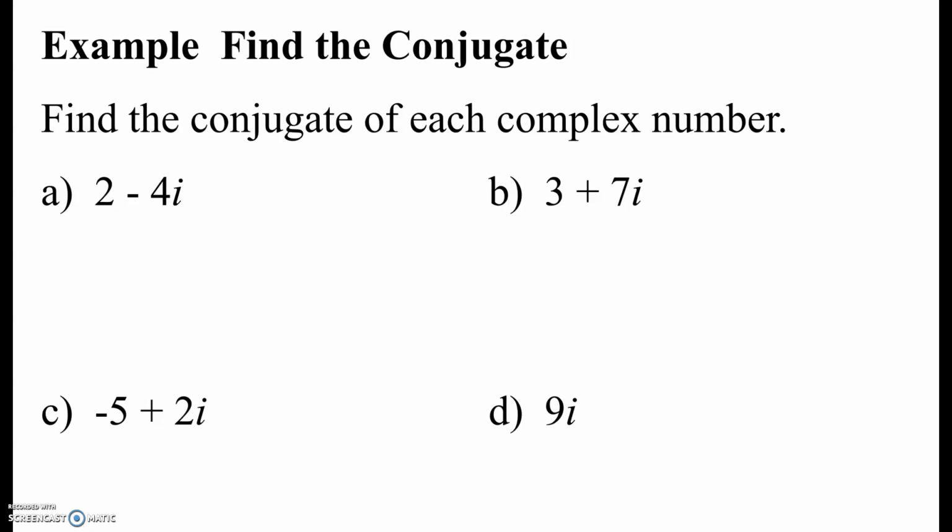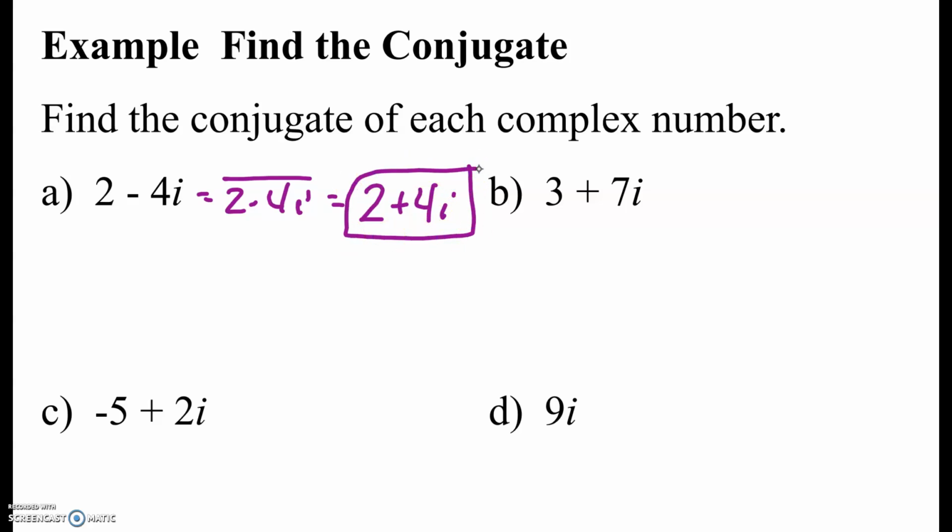So again, we're going to find the conjugate of each complex number. Again, pause the video, work these out, restart the video. So the conjugate for 2 minus 4i, which we could also write as 2 minus 4i bar, change the sign in between. Everything else stays the same. 3 plus 7i, or 3 plus 7i bar, is 3 minus 7i.